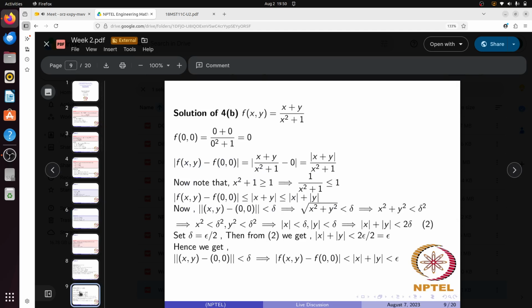I am holding this for a few minutes so that you can cope with this proof. I will discuss the next proof in the next class.